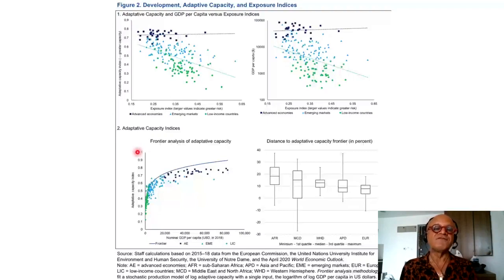If you look at adaptive capacity indices with this frontier analysis, so you can read off here, frontier analysis methodology, we fit a stochastic production model of log adaptive capacity with a single input, the logarithm of GDP per capita in US dollars. Okay. I will leave it there, but you can read it. But you can see here nominal GDP per capita in US dollars, spec to 2018, goes from 0 to 100,000, which is of course very high.